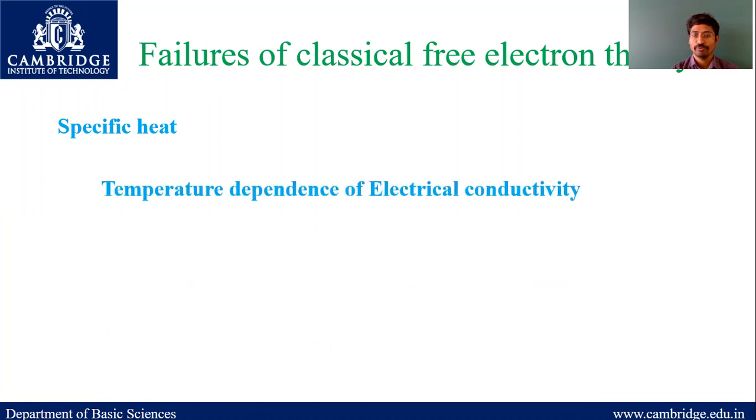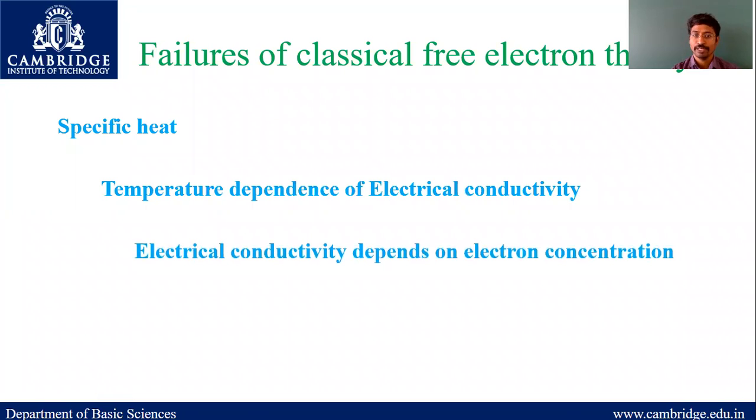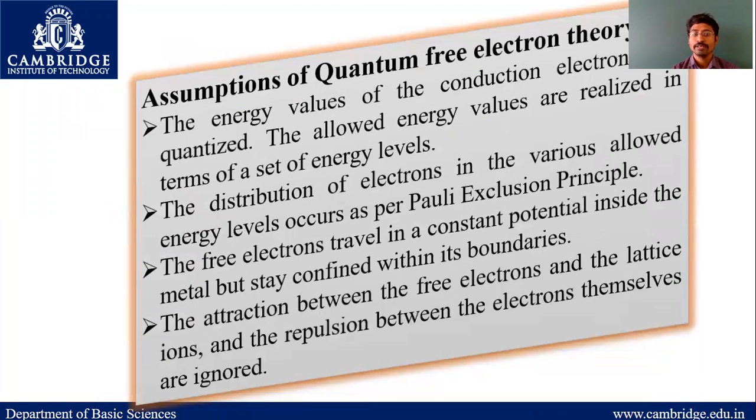Now, the second failure we got in the classical free electron theory is the temperature dependence of electrical conductivity. And the third failure we have considered in the classical free electron theory is that electrical conductivity depends upon electron concentration. Now, all three failures we have taken, and we have succeeded in the quantum free electron theory while explaining them. Okay, now the assumptions of the quantum free electron theory.